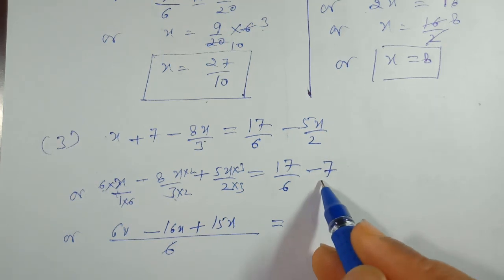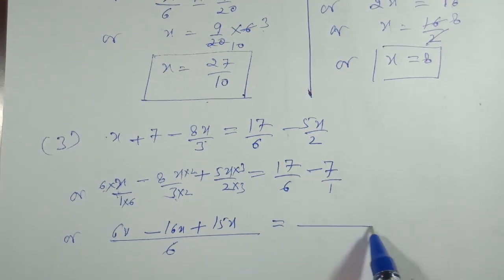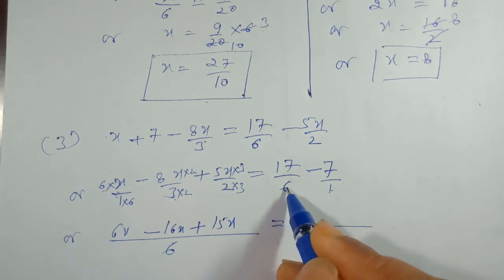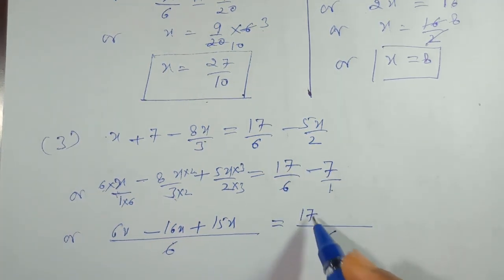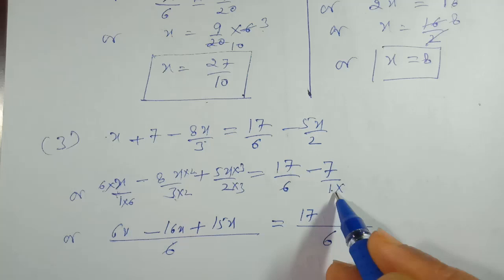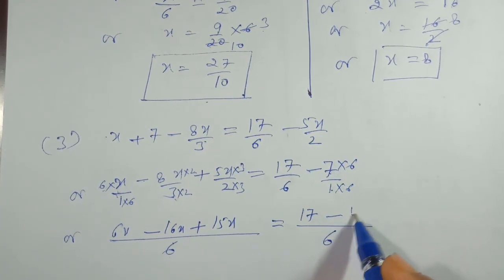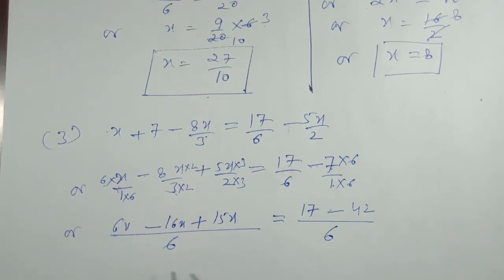Now the same process we have to follow. Here the denominator is 1. When we take the LCM, it will be 6. It is already 6, so no need to multiply it by any number. For making it equal to 6, we have to multiply numerator and denominator by 6. 7 6s are 42. Same sign we will get.